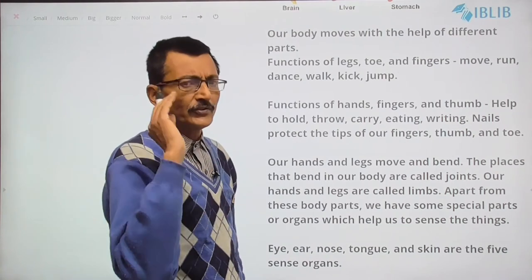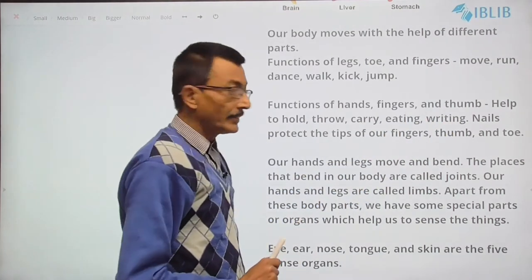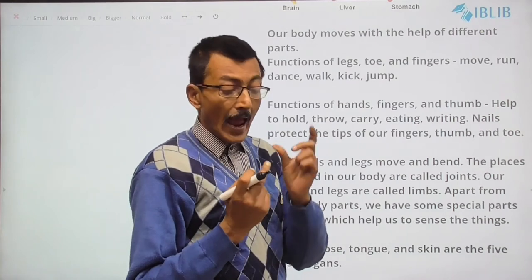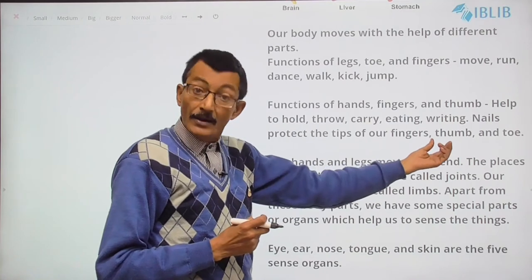And one thing which we find on our fingers is nails. The nails are actually hard dead cells. They are hard structures and they protect the tips of our thumbs, toes and fingers.